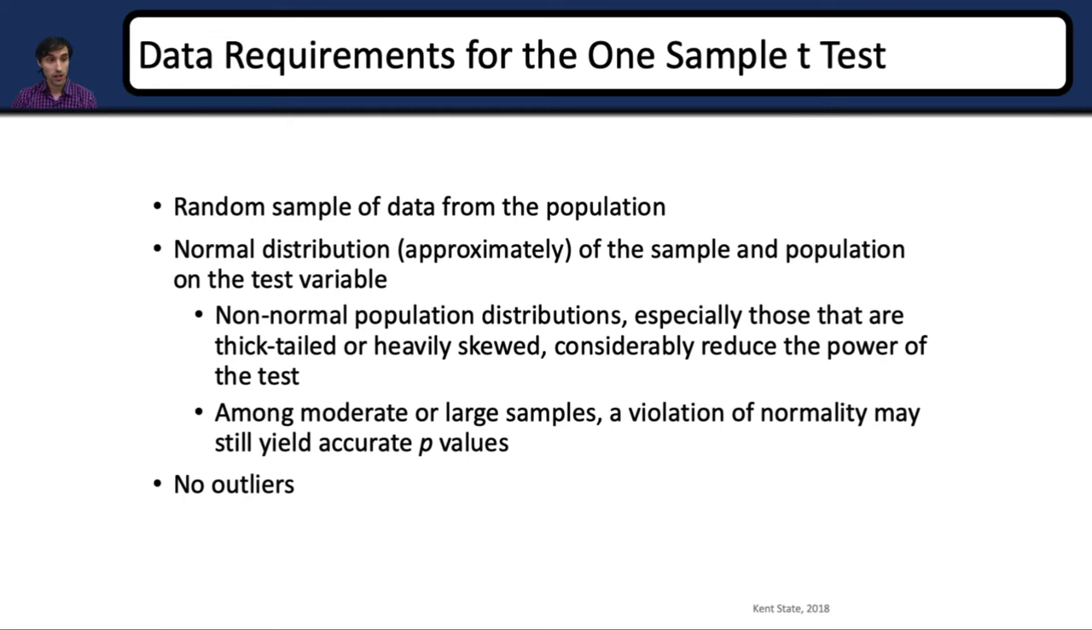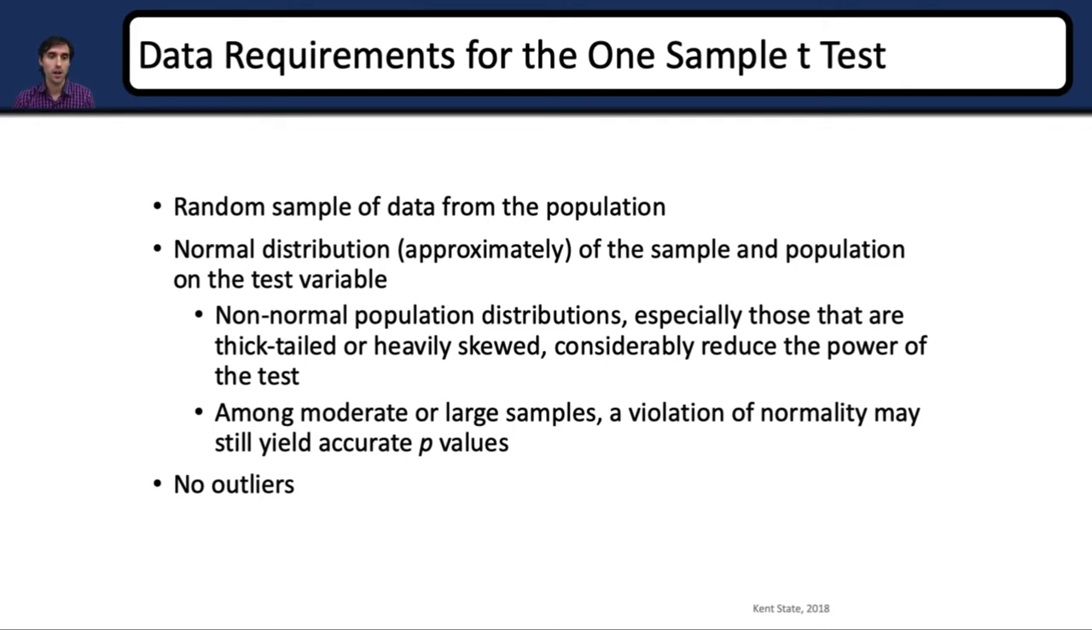The population sample from the data must be randomized as usual. That's a usual assumption within this. And normal distribution: it must be normally distributed, of the sample and the population of the test variable. So non-normal population distributions, especially those that are thick-tailed or heavily skewed, considerably reduce the power of the test. So if you have wider and more frequent margins on the edges of your bell curve, then that's going to reduce the power, because honestly it's not able to be as accurate in its full assumptions.